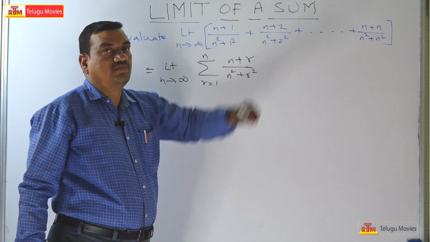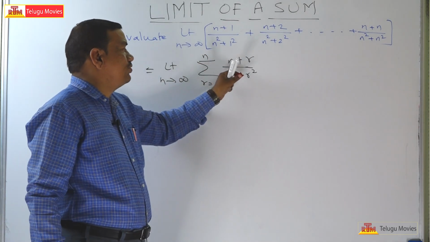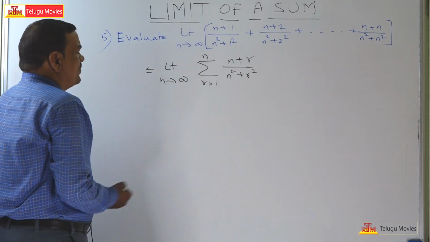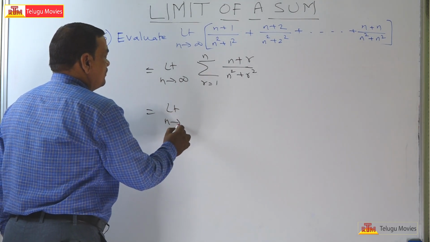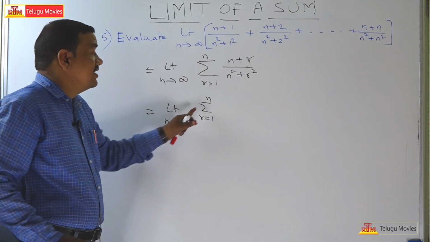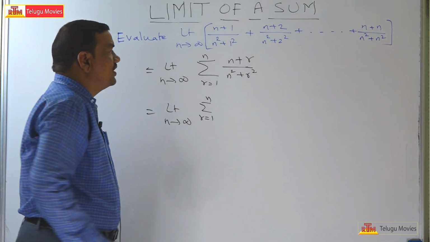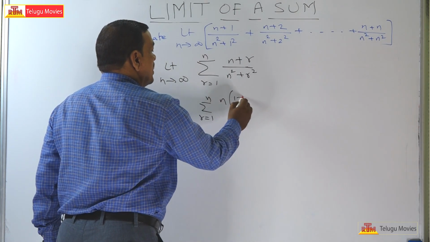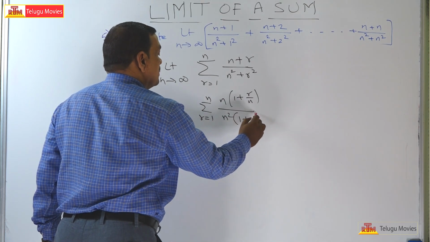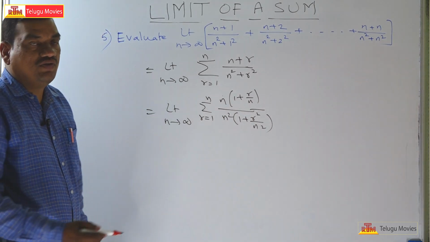Now each term will come. Understand, if you substitute r is equal to 1, 2, 3, and for the last term, if you substitute n here, n plus n by n square plus n square. Okay, now after this, the problem will be very easy. So sigma r runs from 1 to n. So limit n tends to infinity is there, sigma is there. Here how much you have to get? 1 by n you have to get. Okay, now then how will you get it? So take the n common outside, 1 plus r by n. Here you take n square common outside, 1 plus r square by n square. Okay, n by n square will get cancelled.